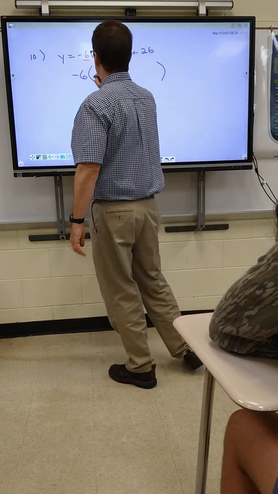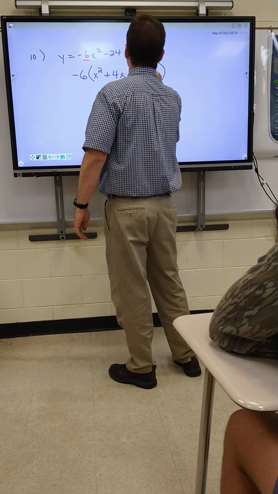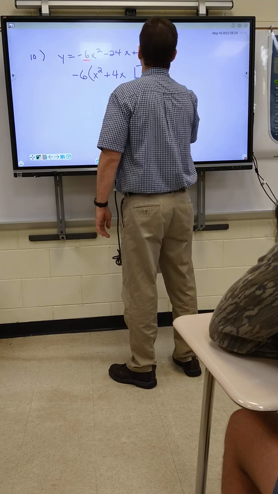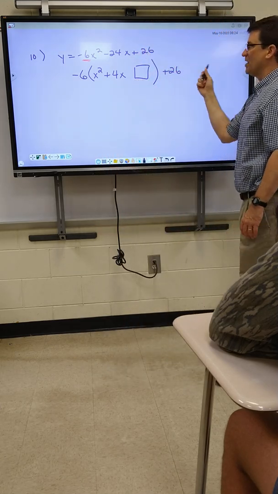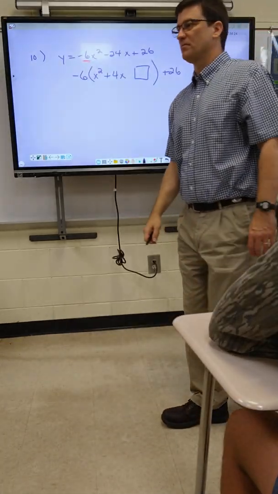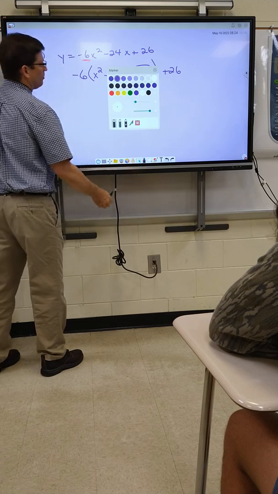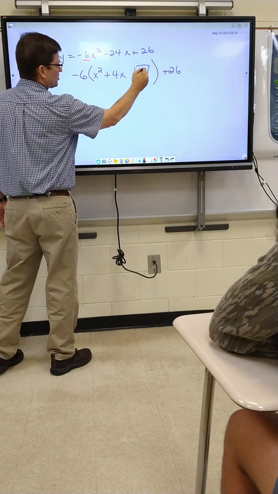So I got x squared, 24 divided by 6 is 4. Then your box. All right, so what happens to the 26? You just move it down out of the way, put it on the other side. All right, most people do that step right. What goes in the box is the same thing we've been doing. Half of 4 is 2, squared is plus 4.